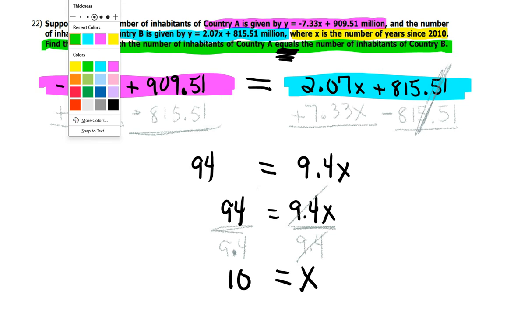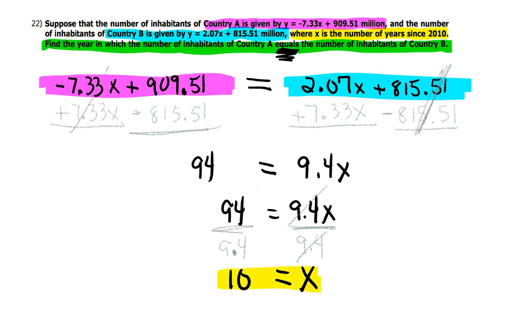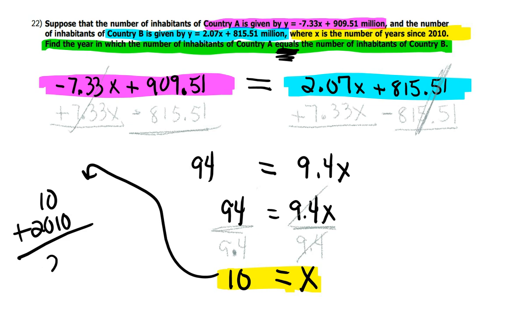This x is equal to 10 is the number of years after the year 2010. So I have to take this 10 and add it to the year 2010, which gives me the year 2020, which is my answer here. This is my answer, the year 2020, which was a fabulous year. Yeah, sarcasm. Excuse me, and that's 22.